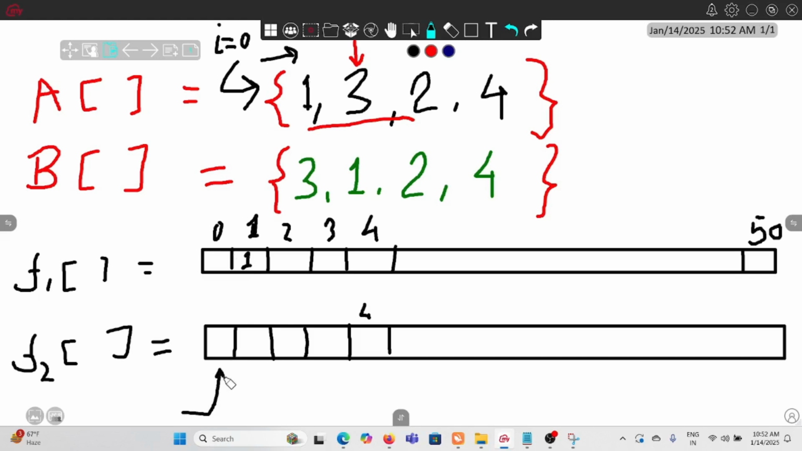No, 1 has not yet appeared. So what has appeared in the second array? It is 3 only. So at 3 we will increase by 1, right? So we are done with i equal to 0. We are done for these two.